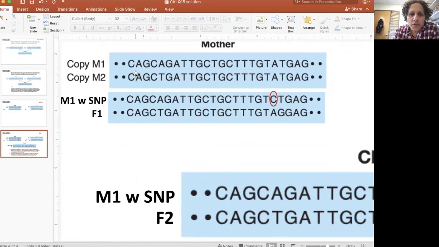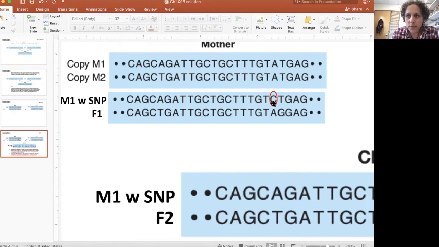So let's look at the top strand. Okay, we got CAGCA, so that's good. GATTGC, okay, perfect, until we get there. That's the one difference. And then TGAG. Okay, so if we compare it to M1, there's one change, all right? Now let's compare it to M2. CAGCA. So there's one change, right? And then we keep going and it's all good there. And there's a second change. Okay, so if we compare it to M2, there are two changes. If we compare it to M1, there is one change.